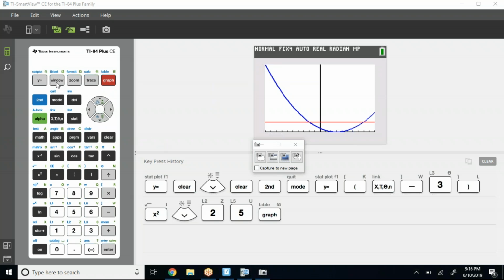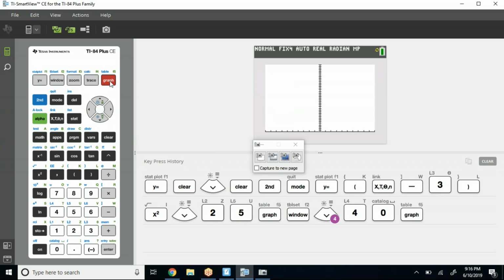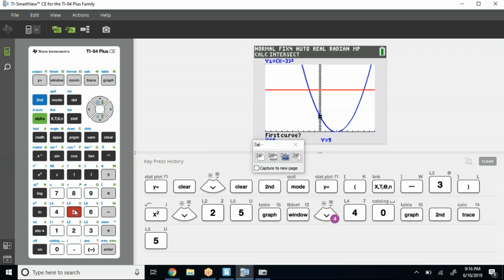If it doesn't do it for you as far as the window limits, we've got a horizontal line at 25, so you can type in 40, which would be fine, and then hit graph, and it'll bring it up a little bit better for you. There we go. Now, we're going to go second, trace, 5, and we're just going to do an intersect, right? So I'm going to get close to this. I'll hit enter, enter, enter.